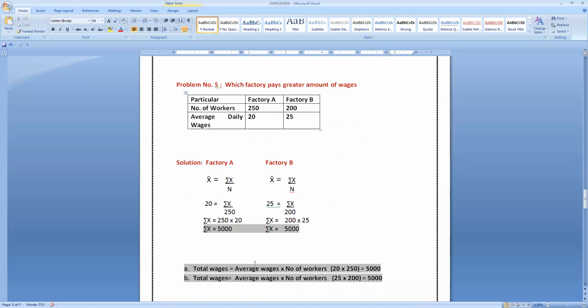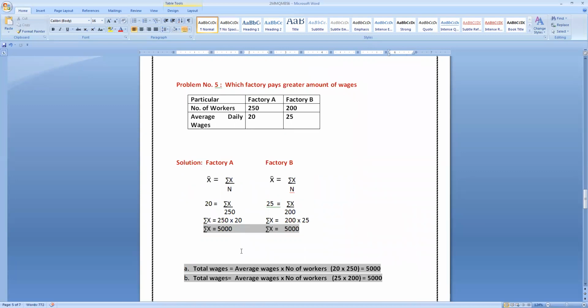And this is the fifth question here. Given which factory pays greater amount of wages? One is the particulars column, Factory A and Factory B are given. Here also, no need to calculate directly, the number of workers are given. In Factory A, 250 are there, Factory B, 200 workers are there. Average wages are given, 20 and 25. We need to calculate which factory is paying the greater amount of wages.